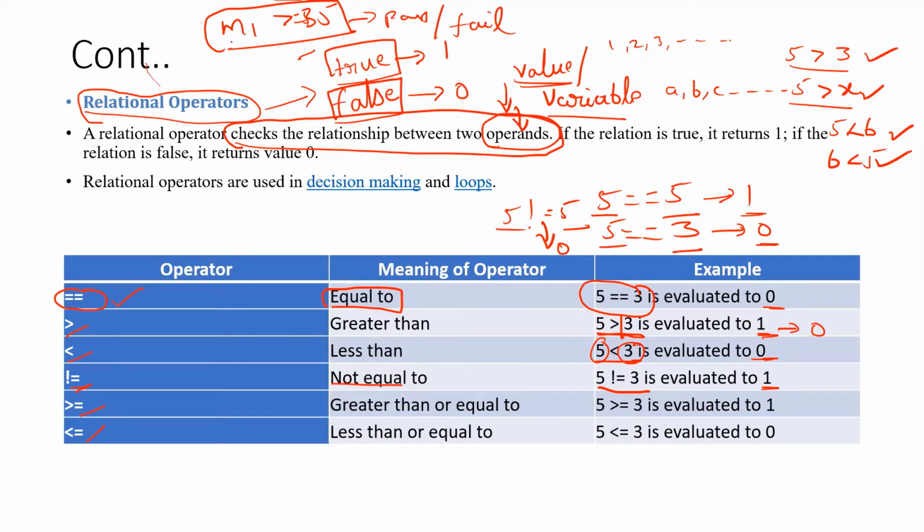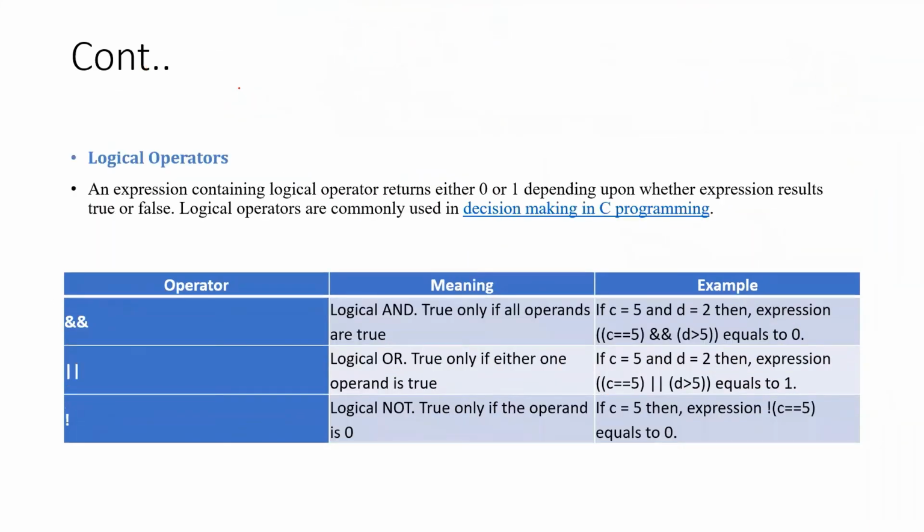So like these comparisons in programming languages, we are going to use relational operators. In every programming language, we are using relational operators. So it is not related to only C. You can find them everywhere.